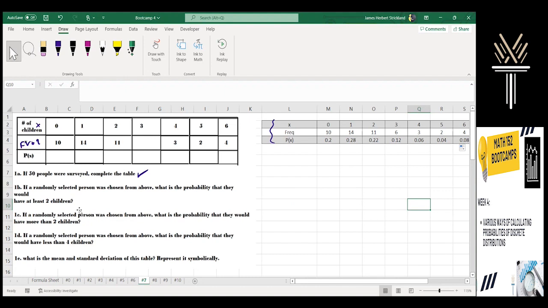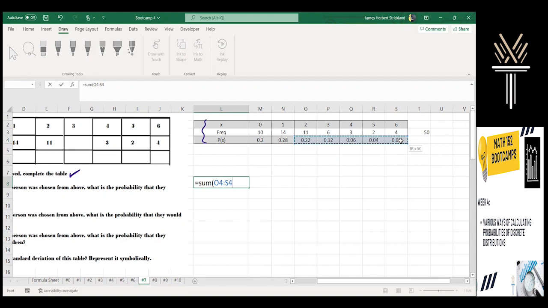And now we're going to find the probability that at least 2 have children. So we're going to sum up at least 2, so 2 or more, all the way across, close it, hit enter, and there it is. 52% had at least 2 children or more.